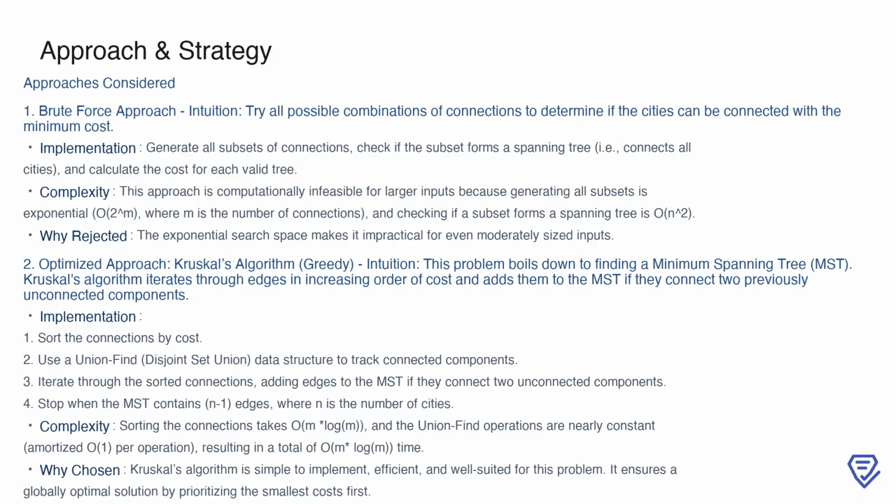Using a union-find data structure, we efficiently track connected components and stop once the MST contains n-1 edges, where n is the number of cities. This approach has a much better complexity of O(m log m), making it both efficient and straightforward to implement, which is why it was chosen as the preferred method here.